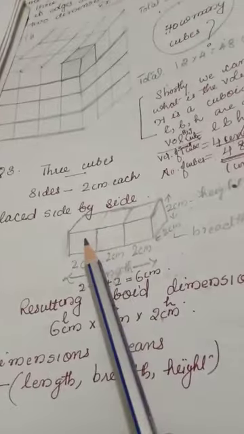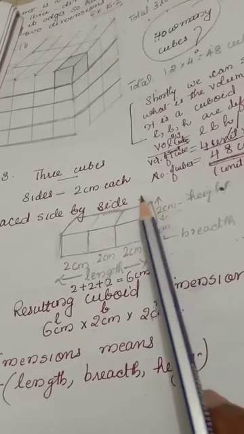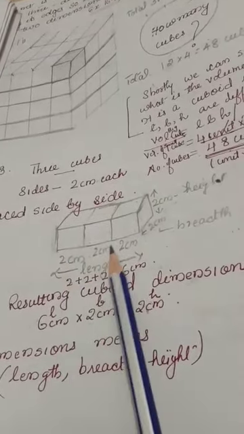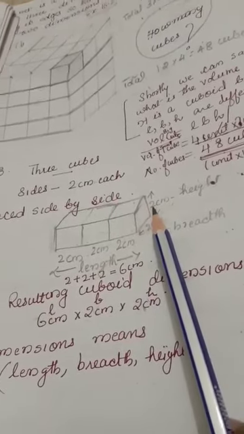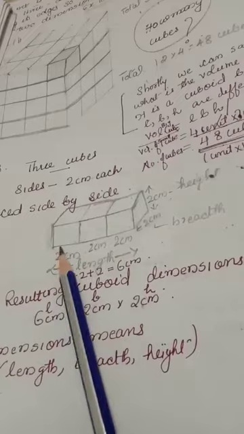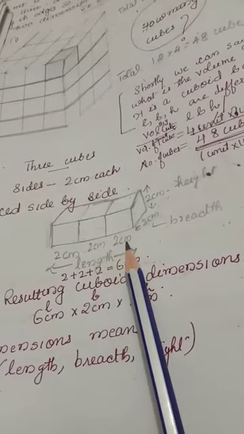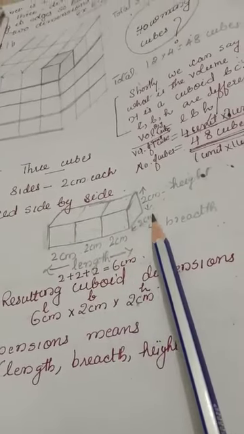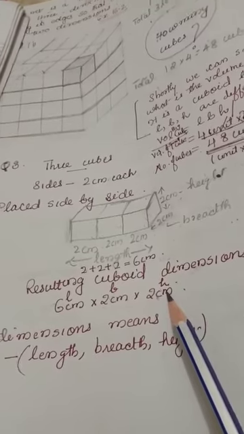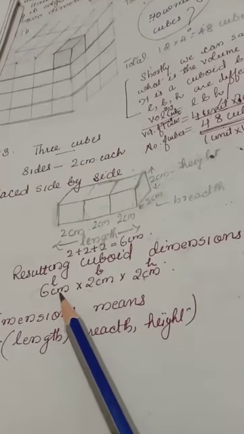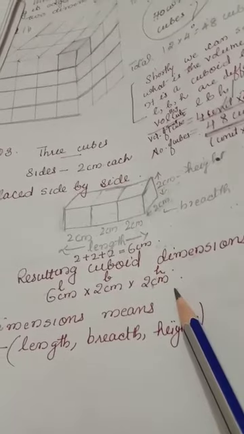Find the dimensions of the resulting cuboid. See, 3 cubes arranged side by side. It became one cuboid shape because length, breadth and height are different. So it is a cuboid. Now length how much? 2 plus 2 plus 2, that is 6. Breadth 2 and height 2. Dimension means length, breadth and height. Dimensions are 6 cm by 2 cm by 2 cm.